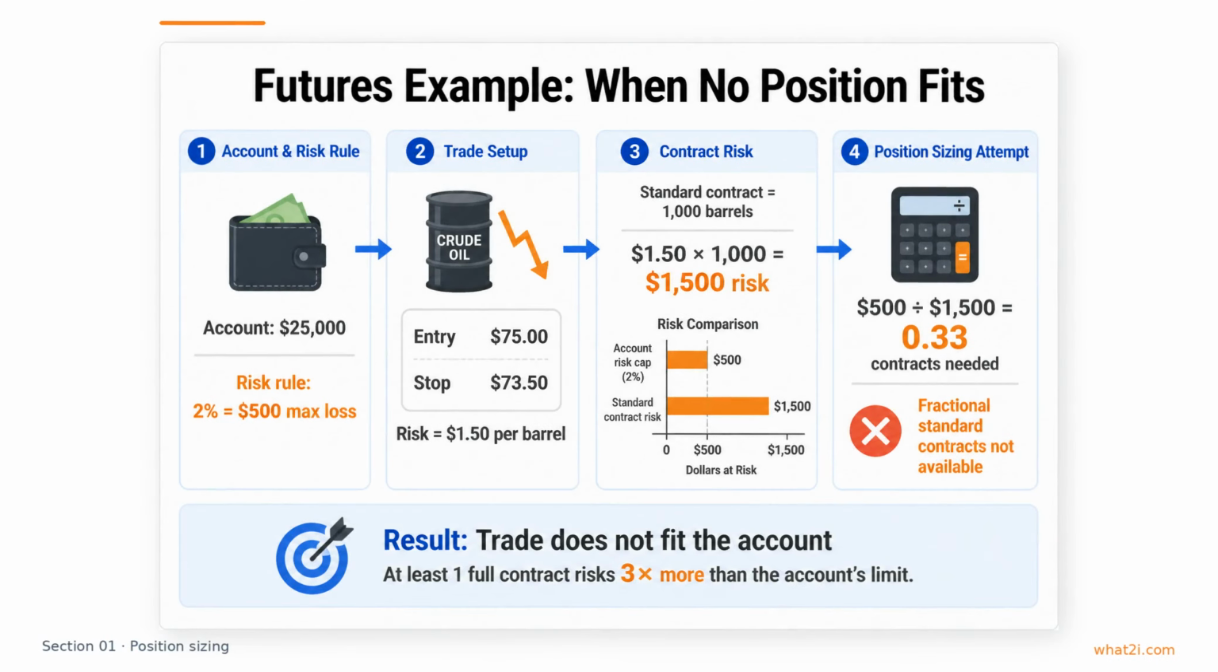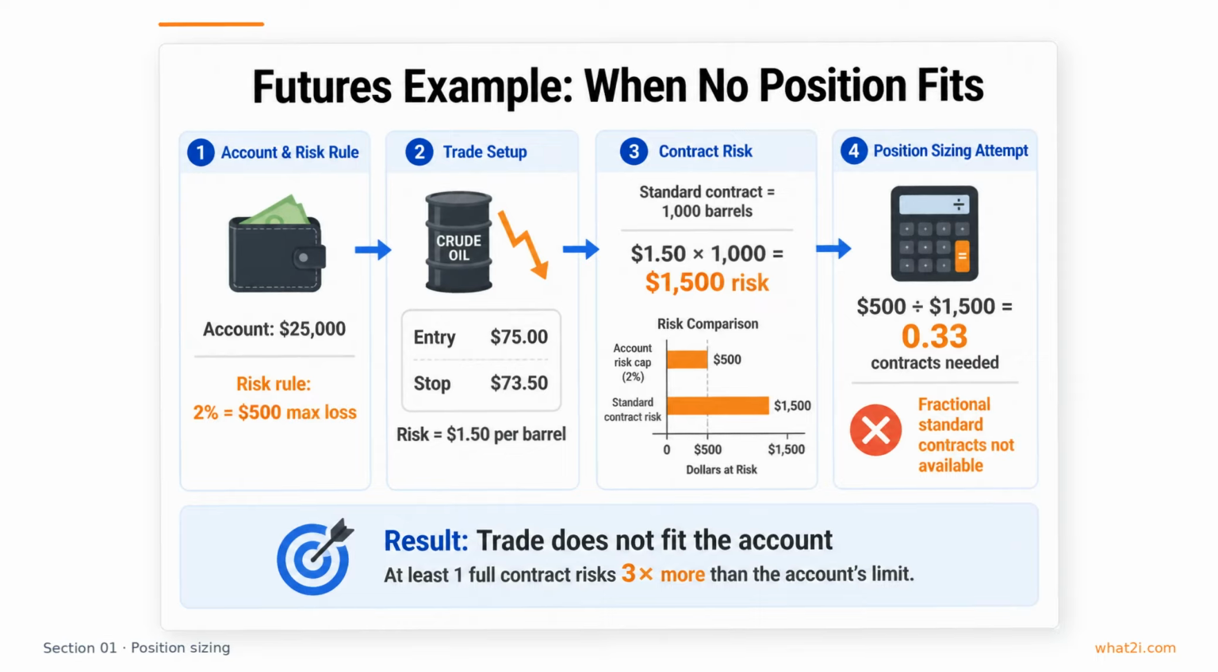Consider a futures example where the setup looks attractive, but the numbers do not fit. Imagine a $25,000 account using a 2% risk rule, so the maximum loss allowed is $500. A crude oil trade entered at 75 with a stop at 73.50 risks $1.50 per barrel. A standard contract controls 1,000 barrels, which means one contract risks $1,500. To stay within the $500 cap, you would need only 1/3 of a contract.